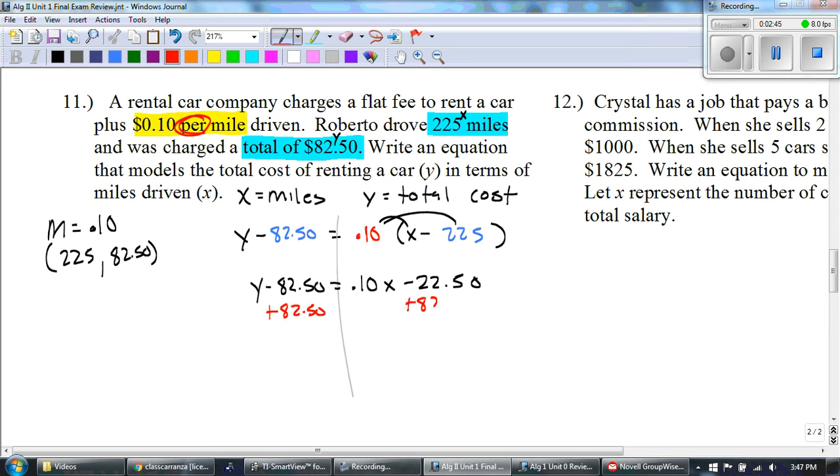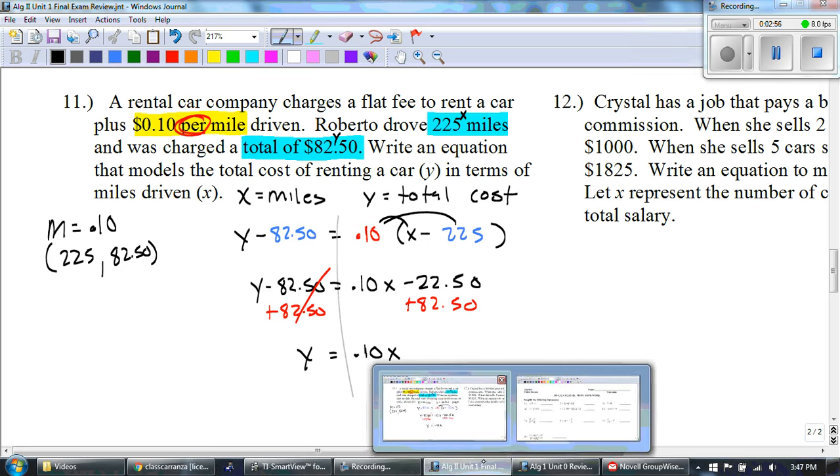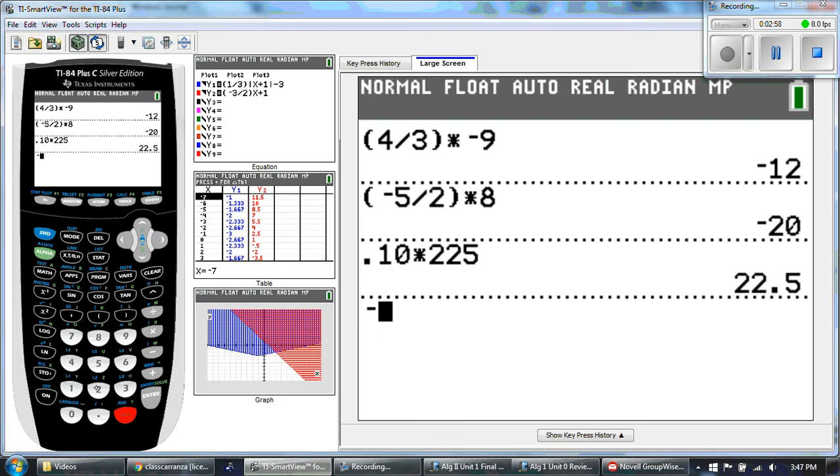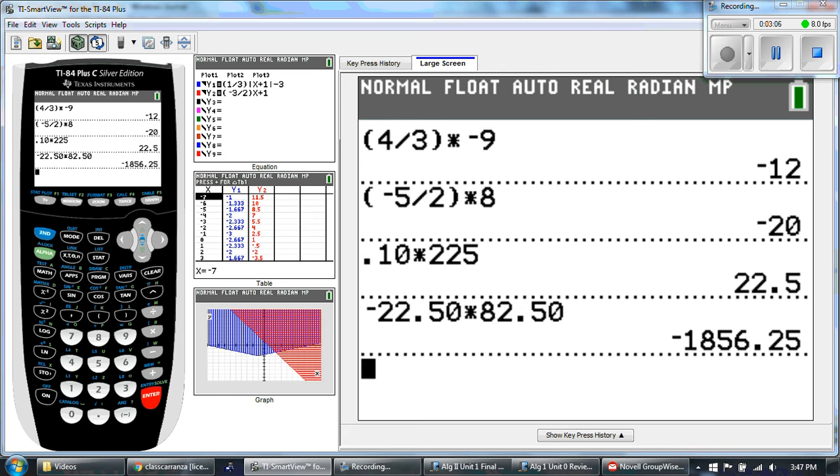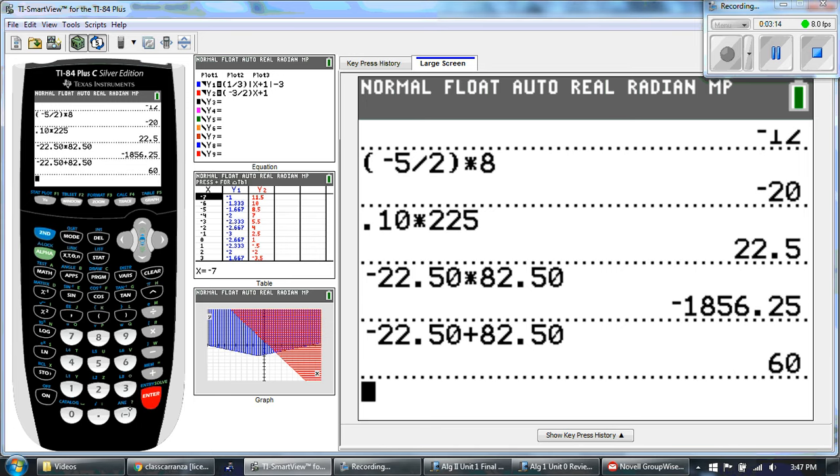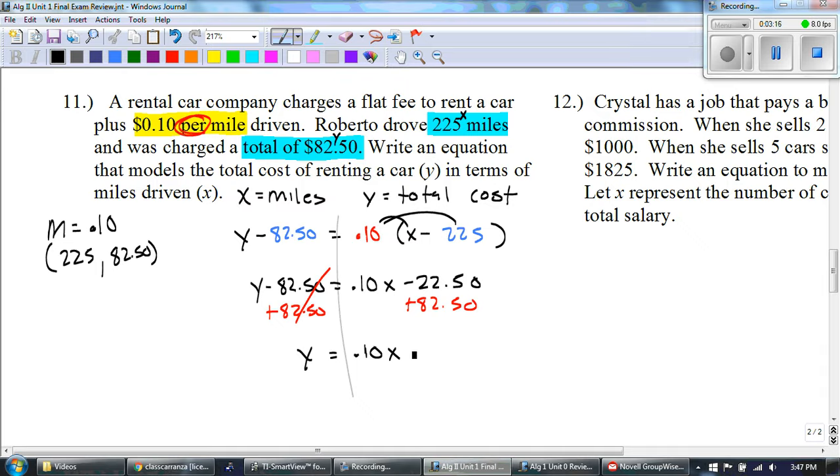So I'm going to add the 82.50 to the other side, and we get that y equals 0.10x, and then I have negative 22.50 plus 82.50. And we get, oh, I multiplied them. I hope you guys were yelling at me. There we go, 60. Sorry about that. So plus 60, and that's our equation.